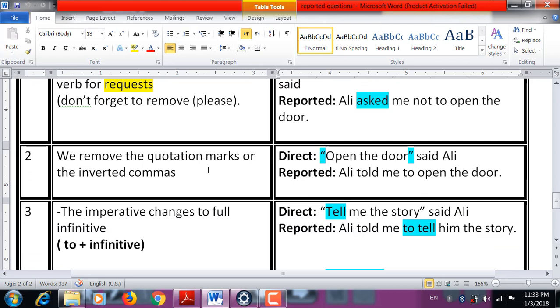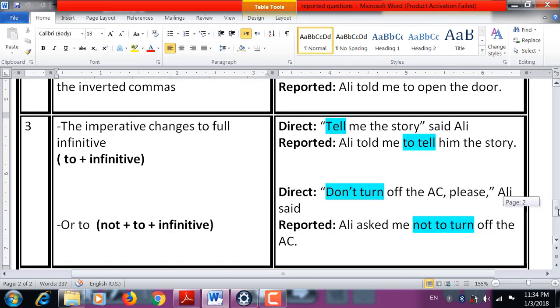The next step, we remove quotation marks or inverted commas. This is the same as the reported question and the reported statement. The imperative changes to full infinitive, to plus infinitive. When I say tell, we change it into to tell. Open the door, to open the door. Go, to go. Turn on, to turn on. Turn off, to turn off. Stand up, to stand up. So we change the imperative to to plus infinitive.